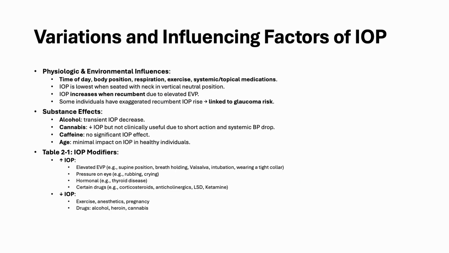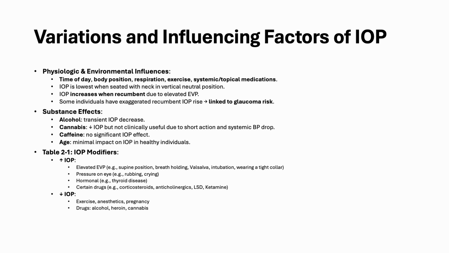Intraocular pressure can fluctuate based on a wide range of physiologic and environmental factors. These include the time of day, body position, respiration, exercise, and both systemic and topical medications. IOP tends to be lowest when the patient is seated with the neck in a vertical neutral position. It increases in the recumbent position, likely due to elevated episcleral venous pressure. Some individuals show an exaggerated rise in IOP when lying down, and this pattern has been linked to increased glaucoma risk.